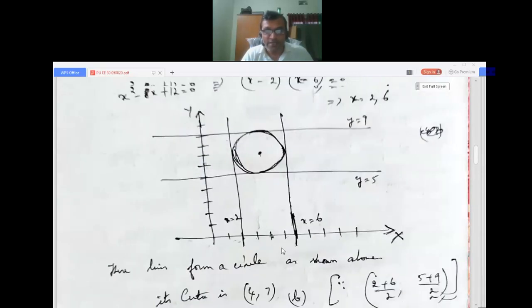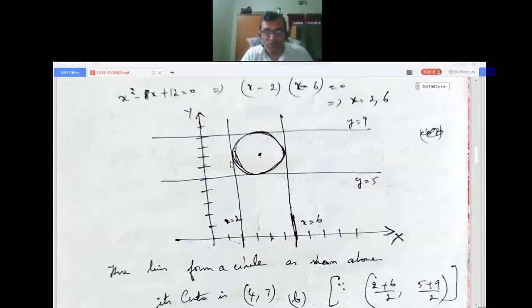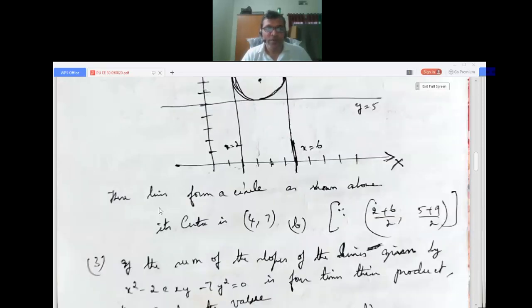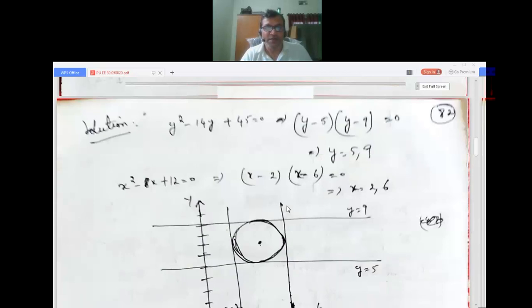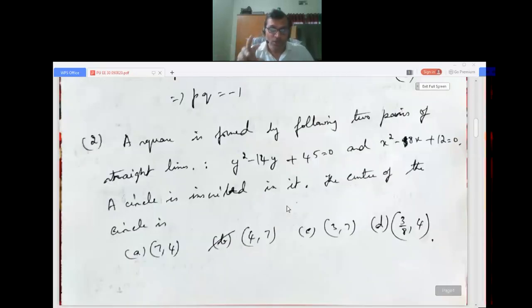When you go like this, this is the midpoint of the x coordinate, as x equals 2 and x equals 6. 6 plus 2 is 8, 8 by 2 is 4. So these lines form a circle as shown above with the center 4, 7. I hope it is very clear. It just looks complicated because you have to analyze the question first, understand the question, picturize it, and then solve it. It's very simple.